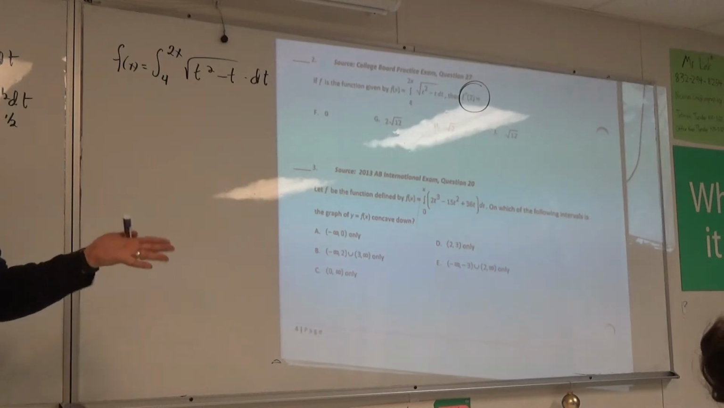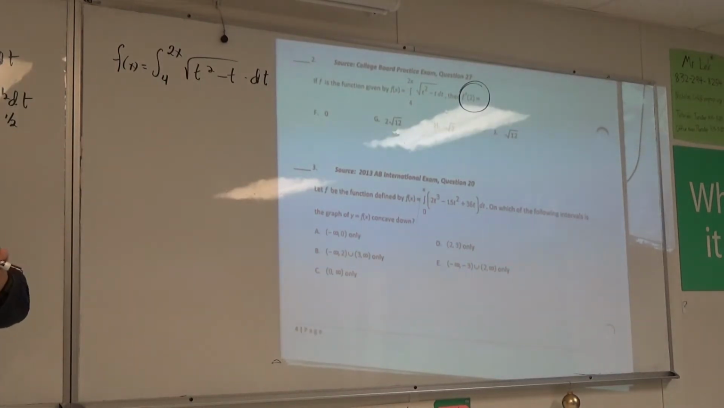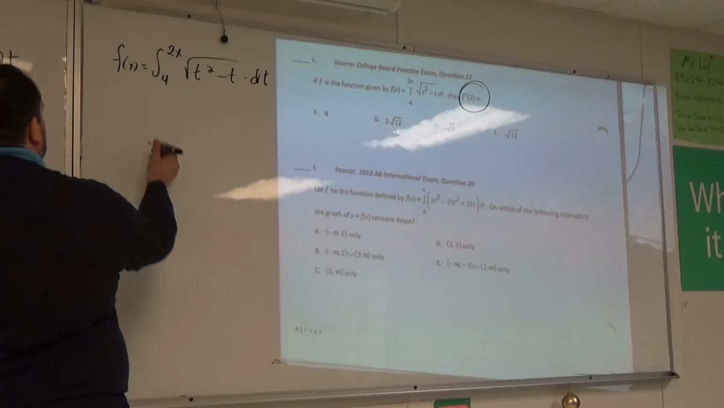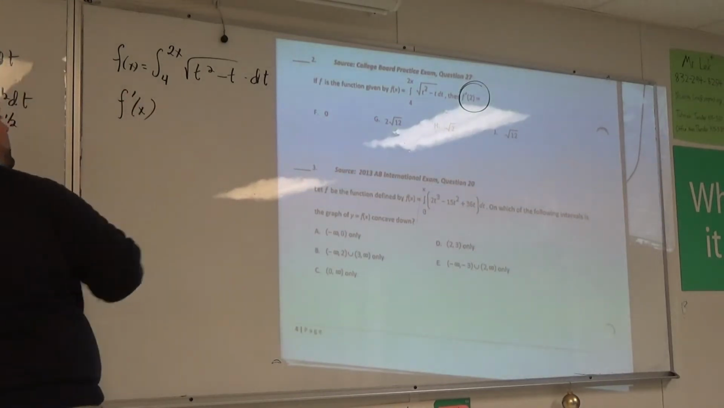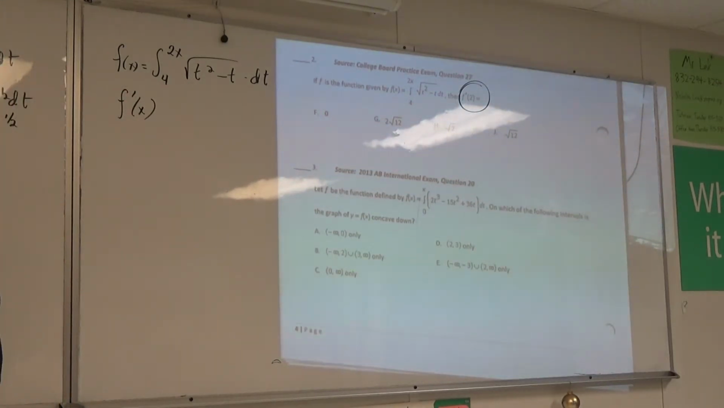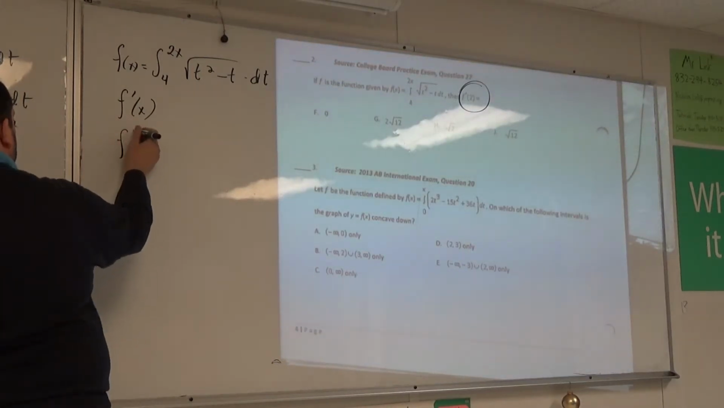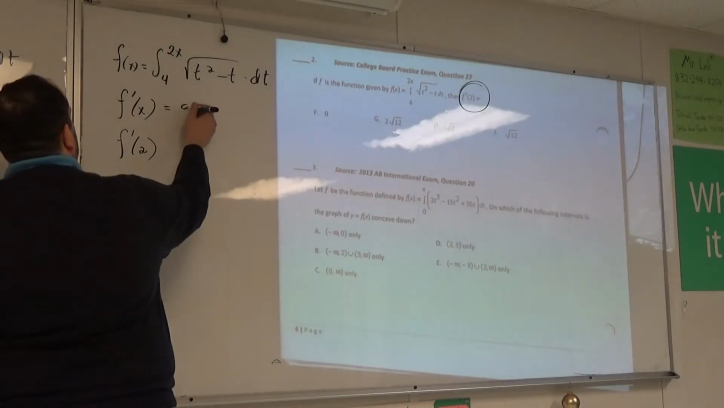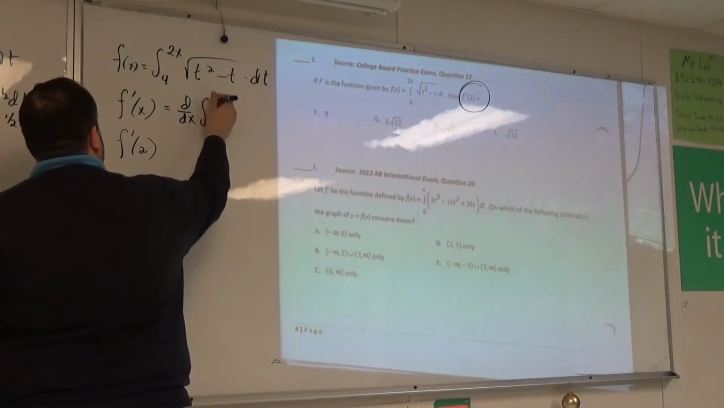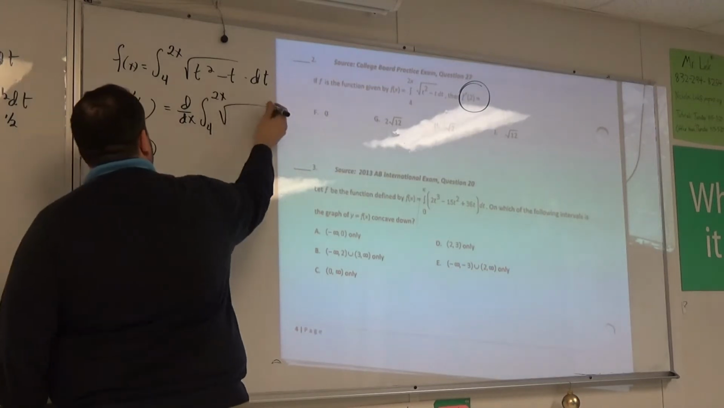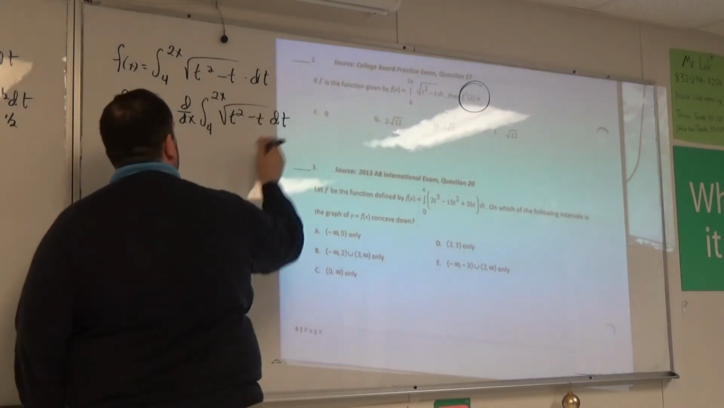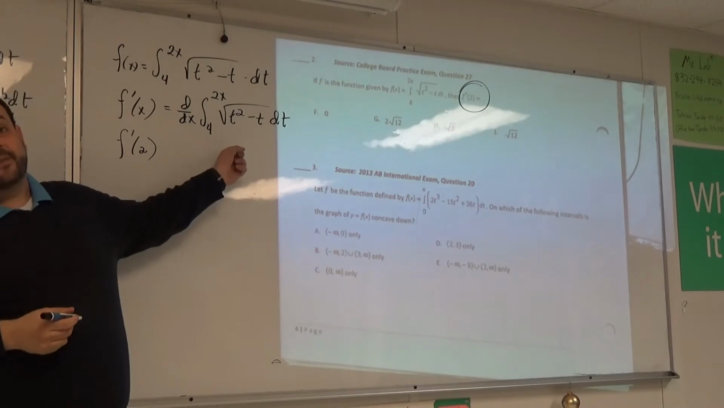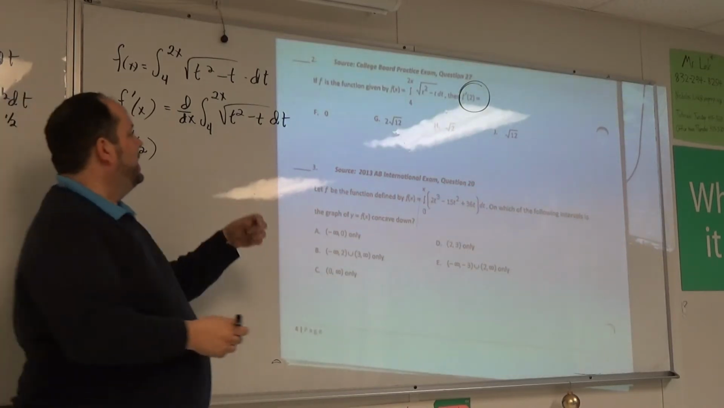Yes. So this is a 2-step process. To find f prime of 2, first find f prime of x. Once you know what f prime of x is, then you plug in 2. So f prime of x means I need you to find the derivative of this integral. Second fundamental theorem of calculus, right?